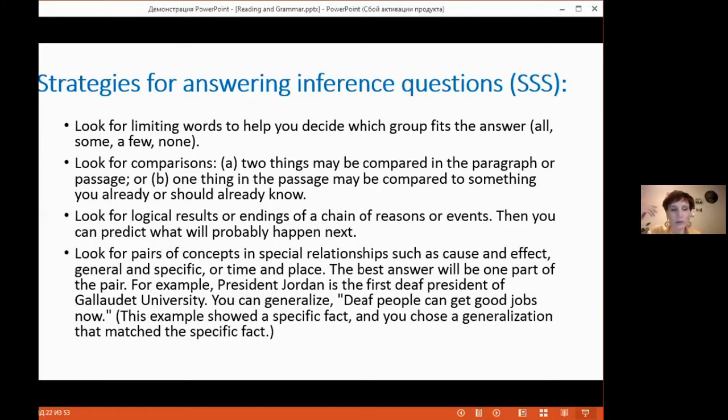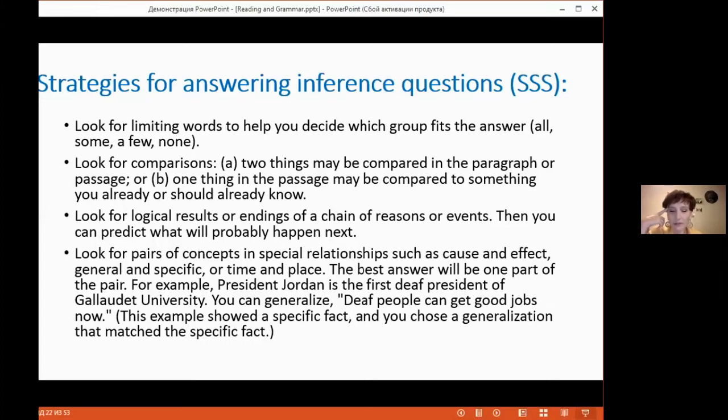You can look at pairs of concepts, relationships like cause and effect, general and specific, time and place, and the best answer will be one part of the pair. And here you have an example. President Jordan is the first deaf president of Gallaudet University. You can generalize that deaf people can get good jobs now, for example.